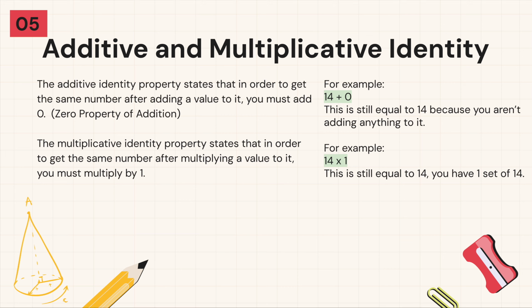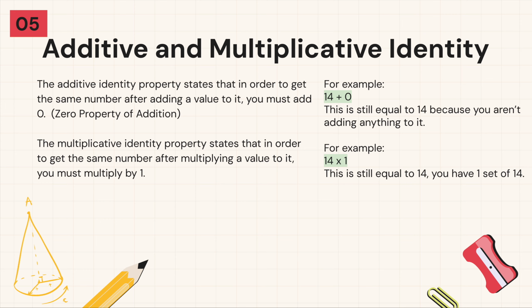Okay, now moving on to your last set of properties, the additive and multiplicative identity. So the additive identity is very similar to the zero property of addition, which basically states that in order to get the same number after you add a value to it, you must add zero. So for example, 14 plus 0 is still equal to 14 because you aren't adding anything to it.